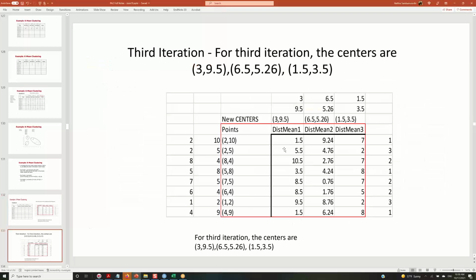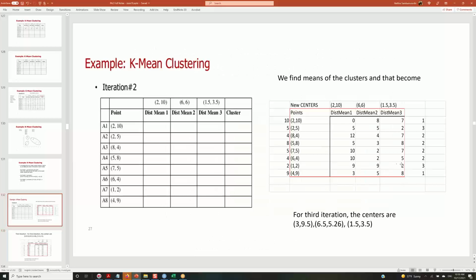I repeat this again. So what happened? I have 2 points here in cluster 1, so its mean is changed now, right? And 3's mean is not changed. But 1's mean is changed, and 2's mean is also changed because 1's mean is changed. 3 is not changed. In the third iteration, the new centers are the average of the points within the cluster. 1 is changed, 2 is changed, 3 is the same. That's what it means.